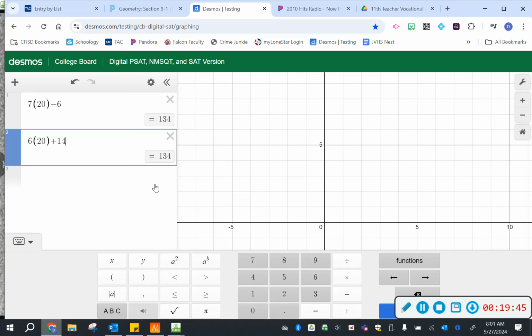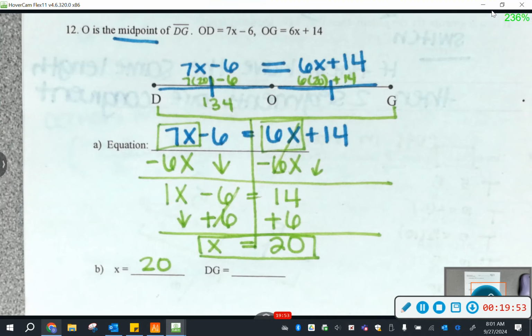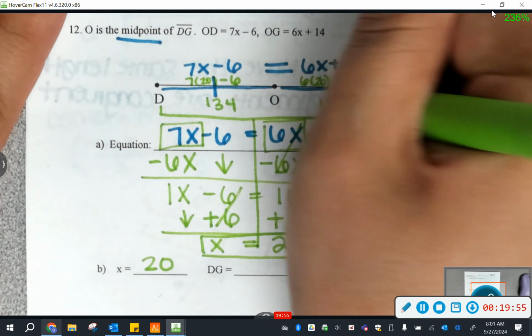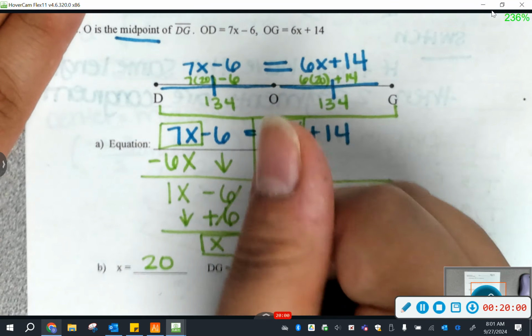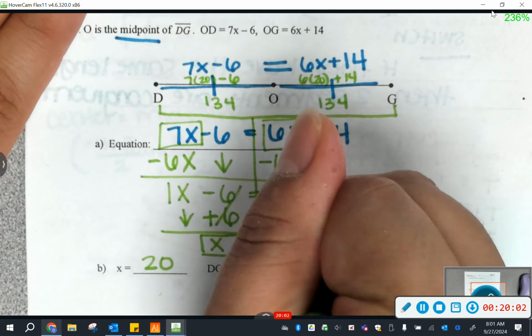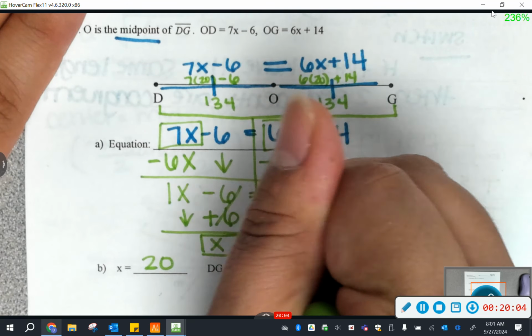Or I might be like, why did you minus 6? And I'll walk away. Okay. So we did get 134 again. Again, is that my answer? No. Nope. What's my answer? 134 plus 134 is 268.